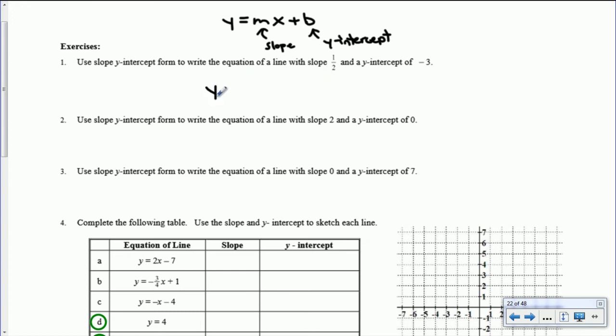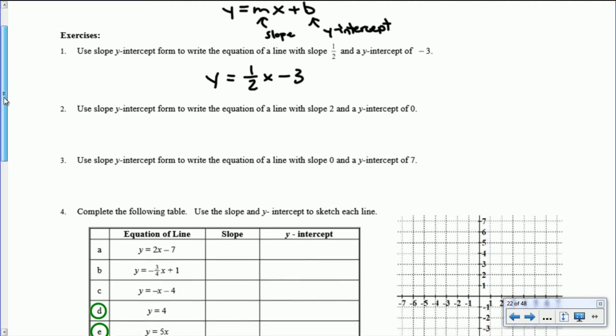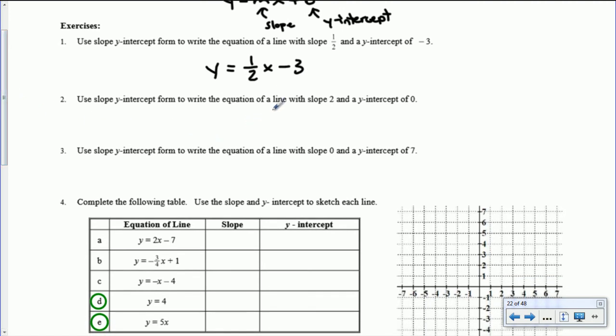So this first one, the slope is 1/2, so I put that in for m, 1/2, I leave an x, right, that comes along, and plus negative 3. So I guess rather than doing plus negative 3, I have to write that whole thing again. Y equals 1/2 x plus negative 3, or just subtract 3, same thing. Adding a negative is the same as subtracting that number.